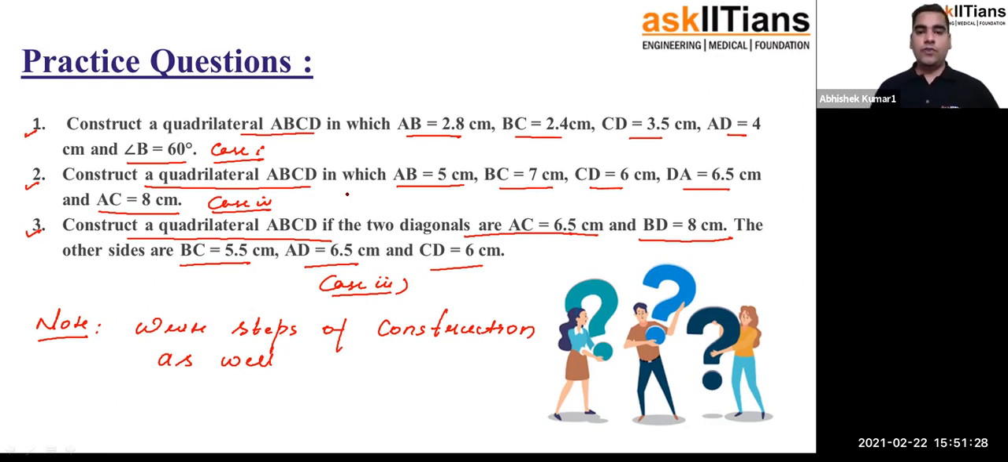So what we discussed in today's session: the first case was how to draw a quadrilateral when you are provided all four sides and one of the angles. The second case was how to draw a quadrilateral when you are provided all four sides and one diagonal. The third was how to draw a quadrilateral when you are provided any three sides and both the diagonals. We discussed the steps of construction and the things you need to keep in mind while doing this. You just need to practice a good number of questions based on all three cases, and within no time these three cases will be in your grip.